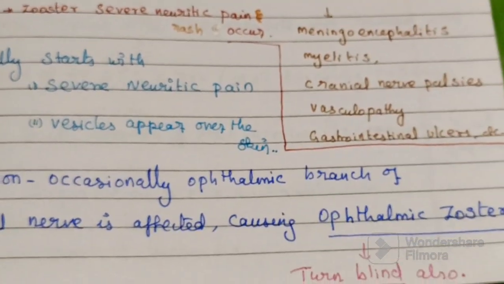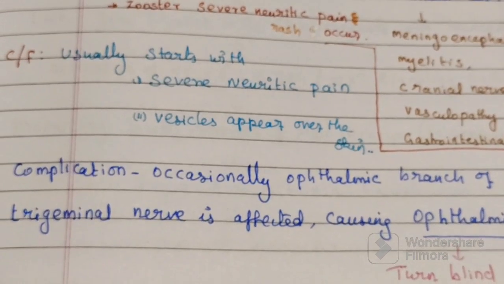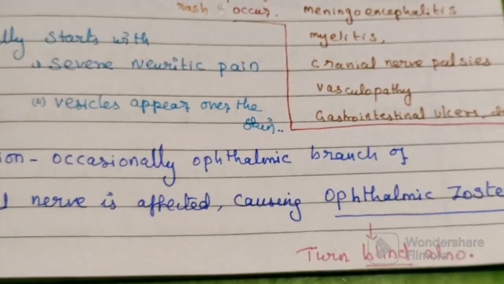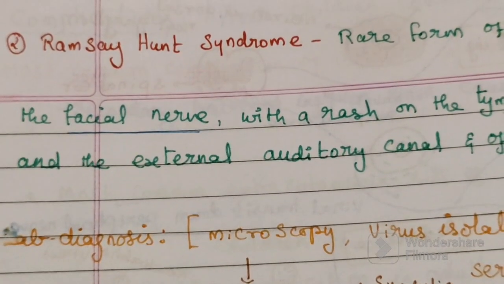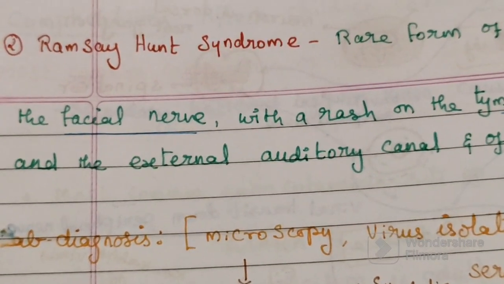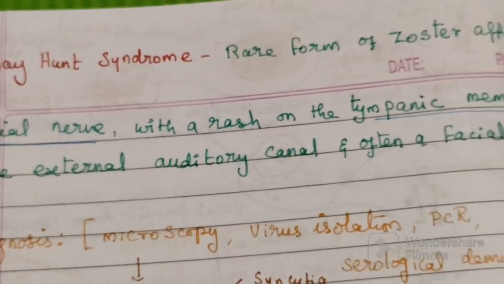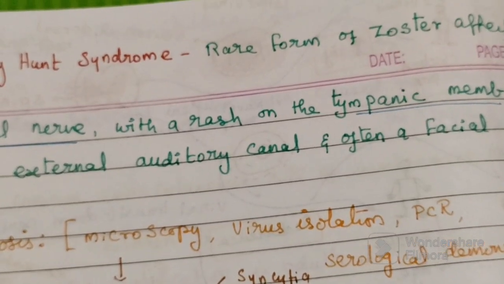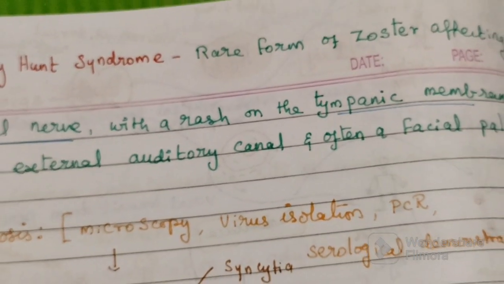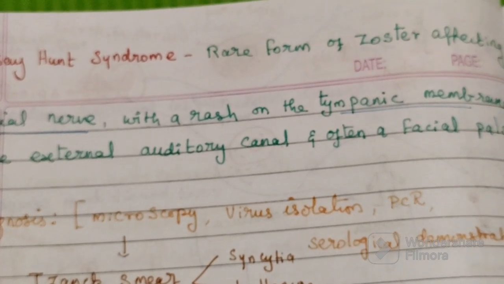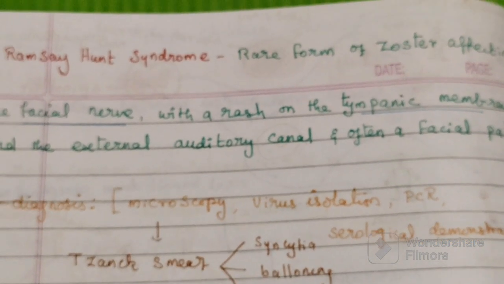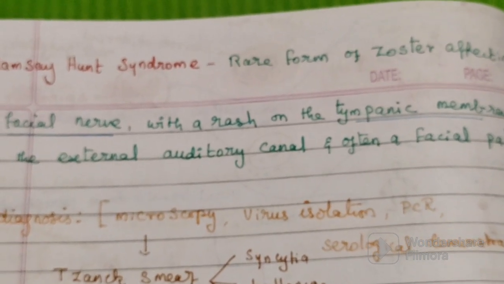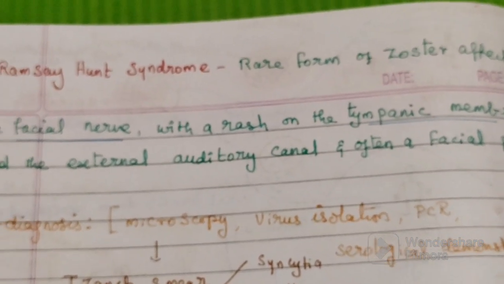It affects the trigeminal nerve, so it leads to blindness also. The second one is Ramsay Hunt syndrome. Sometimes it involves the facial nerve and the inside of the ear, the tympanic membrane. The patient has rashes, and the tympanic membrane also has rashes. That is known as Ramsay Hunt syndrome.